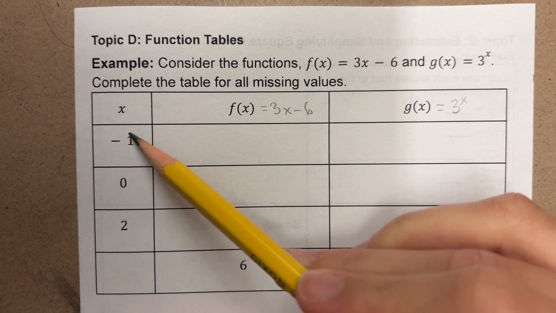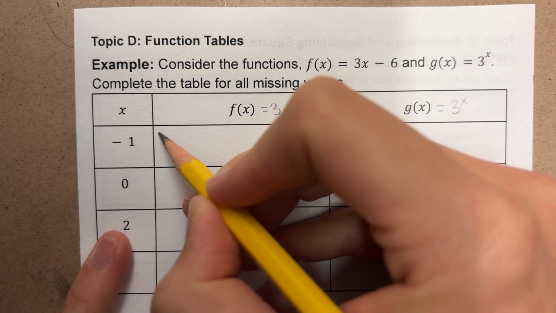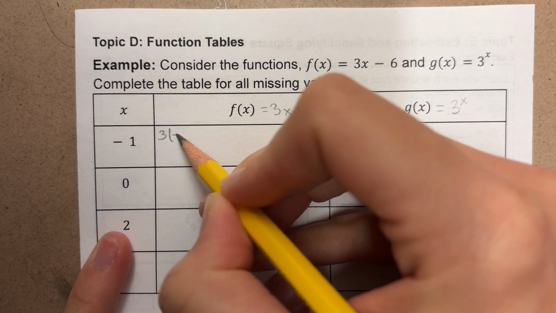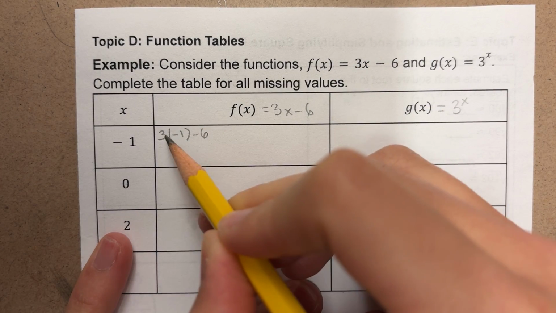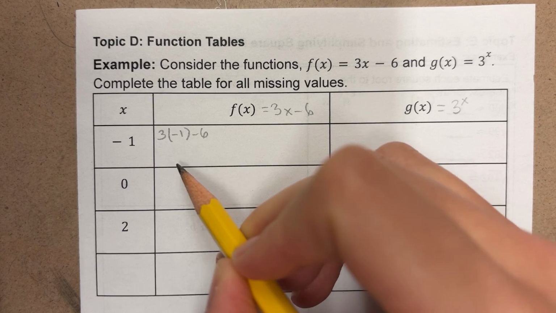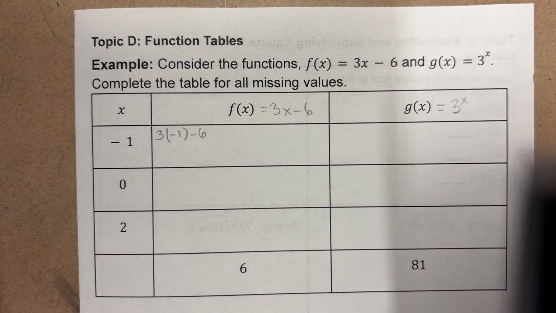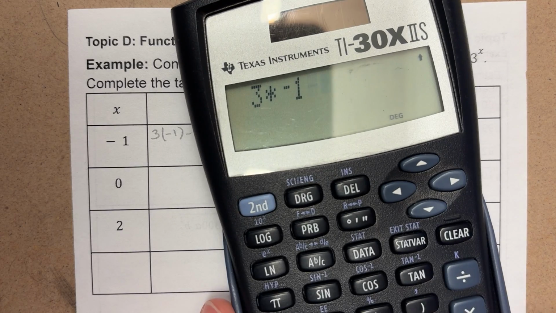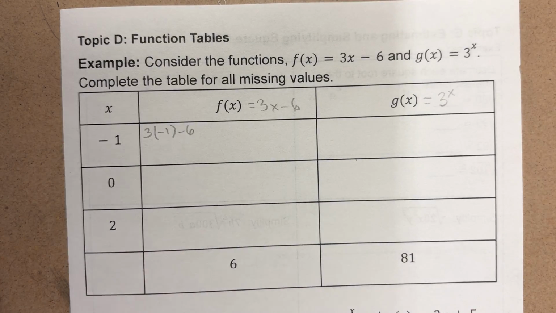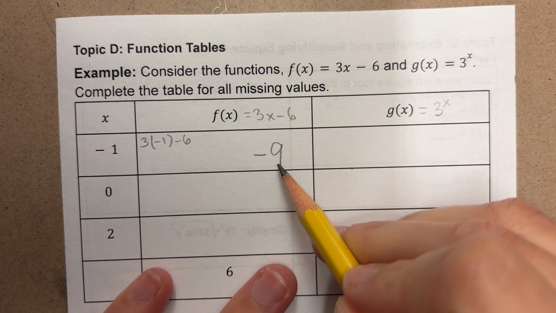So what I'm going to do is take this x value and plug it into each of these functions. Okay, so for example here, I have 3 times negative 1 minus 6. Now look, you could do the math, or you could just put the whole thing in your calculator. It doesn't matter. You could do 3 times negative 1, that's negative 3, minus 6, that's negative 9. You could do it in your head, or you could literally plug in the entire thing, 3 times negative 1 minus 6, in your calculator and get negative 9. Either way, if I plug negative 1 into this x value, I get negative 9.